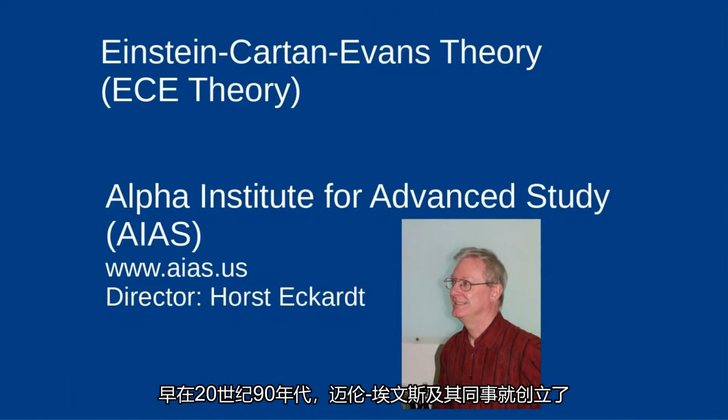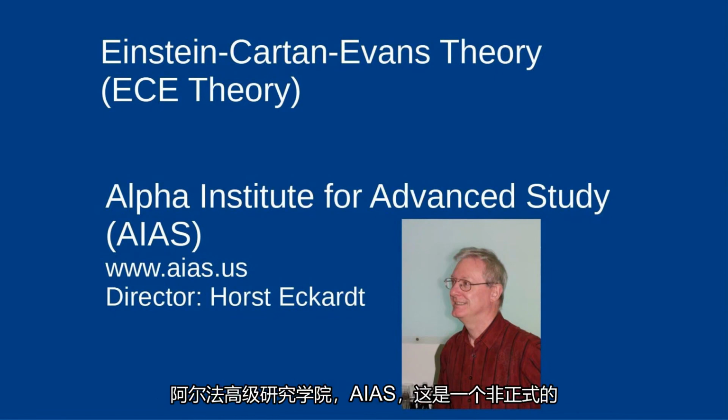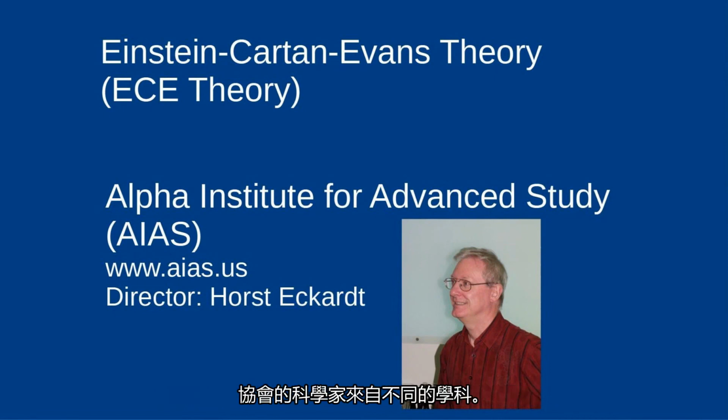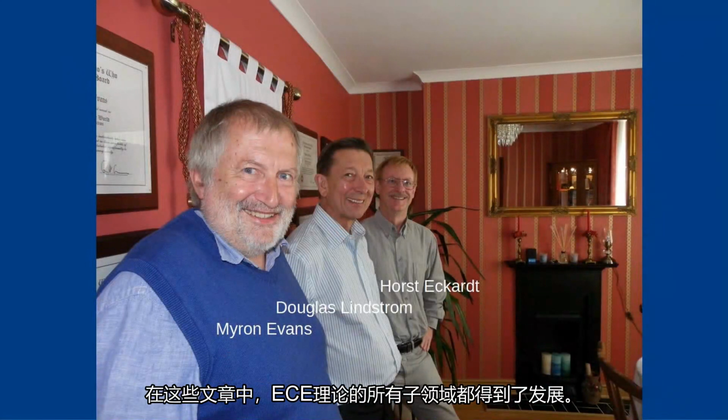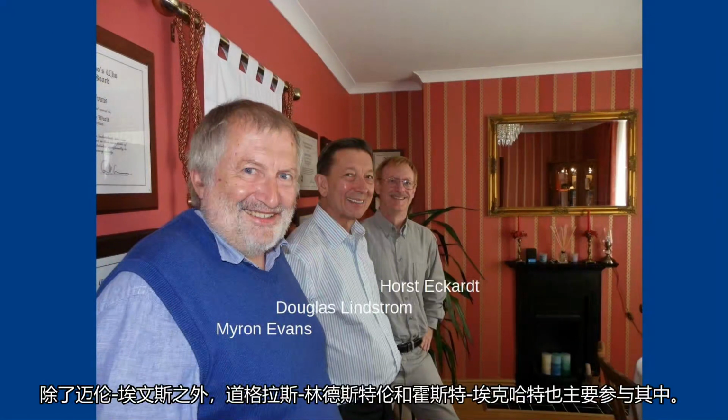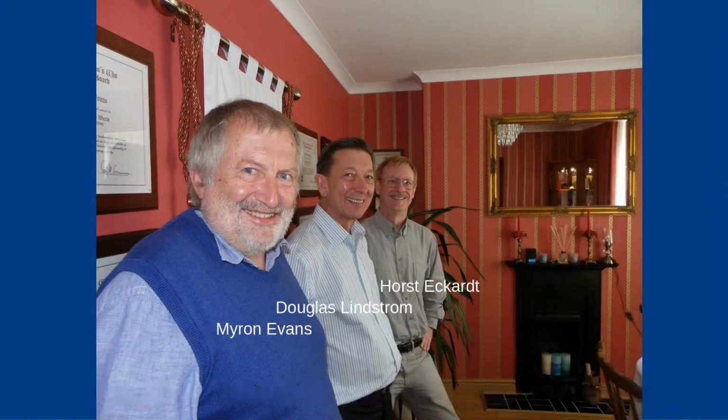As early as the 1990s, Myron Evans and colleagues founded the Alpha Institute for Advanced Study, AIAS, which is an informal association of scientists from various disciplines. He headed this until his death in 2019. Horst Eckhardt then took over the continuation of the scientific work. Between 2003 and today, more than 450 specialist articles have been published in which all subareas of ECE theory have been developed. In addition to Myron Evans, Douglas Lindstrom and Horst Eckhardt were mainly involved.